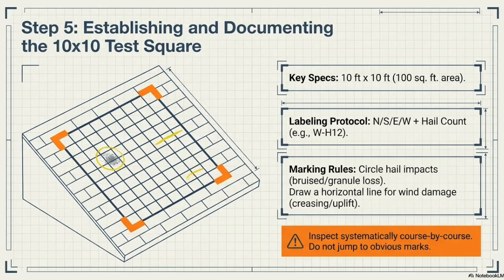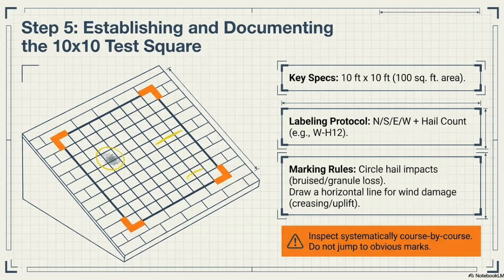This is where we transition from observation to rigorous documentation. An average residential roof might be 3,000 square feet. You cannot practically photograph, measure, and document every single shingle. It would take days. You need a representative sample. Precisely. So you find an area that represents the general condition of the slope. You explicitly avoid the vents, the skylights, the valleys, or the overhangs because those areas have different structural stresses.